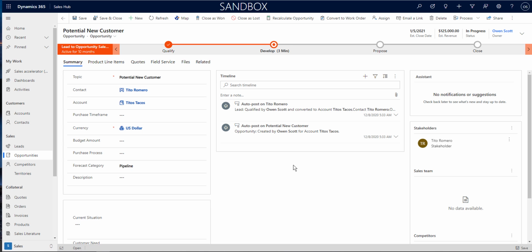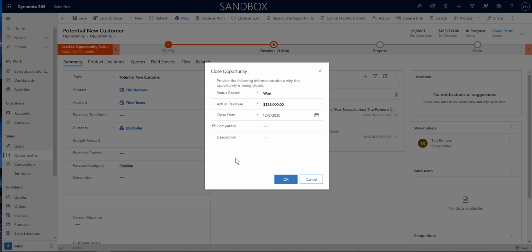The fundamental idea of an opportunity is that eventually it might be closed. So it could be closed as won, or it could be closed as lost. If I close it as lost, it's very similar to the disqualification of a lead. It goes into an inactive state, and it can be reactivated and then won at a later time. If I close it as won, I can go ahead and click on that. What happens is there comes an opportunity for you, if you have it turned on, to identify a specific competitor, put a description in, put an actual close date, an actual revenue, and go ahead and click OK.